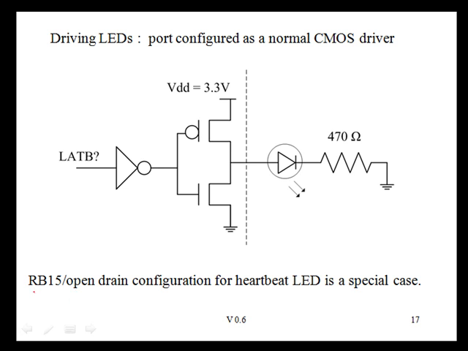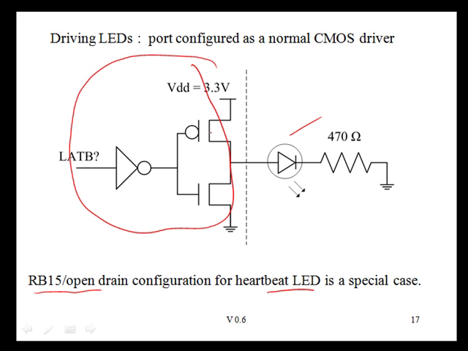We want to emphasize that the RB15 open drain configuration for the heartbeat LED was a special case, as we were trying to make one LED serve 2 purposes. In other lab experiments, we're going to hook up LEDs to output ports, and in all of those cases, we're going to hook up the LED like this, in which the output port is simply going to be configured as a normal output driver that's either going to drive high or low. This resistor right here is going to be used to limit the current. In this configuration, the LED is going to have some voltage drop across it, which means that this resistance here can be lower than what was used for the heartbeat LED.